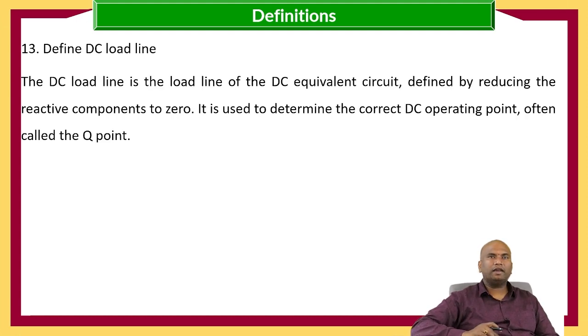Define DC load line. The DC load line is the load line of the DC equivalent circuit defined by reducing reactive components to zero. That is nothing but inductors and capacitors are replaced with a short circuit or made zero, and it is used to determine the correct DC operating point, often called the Q point.